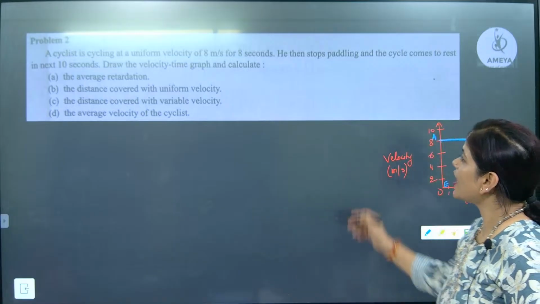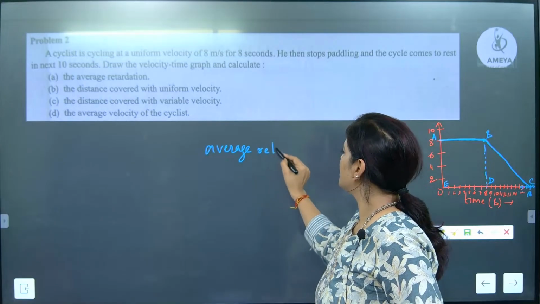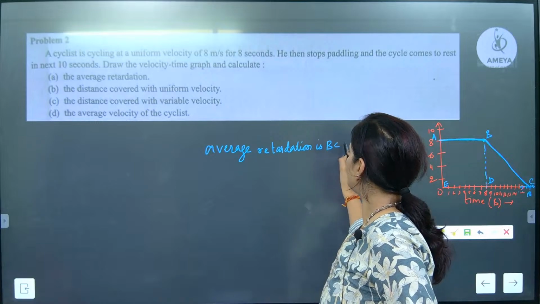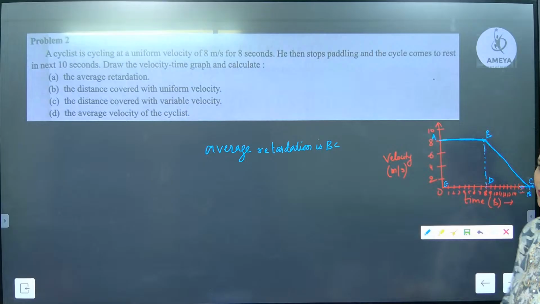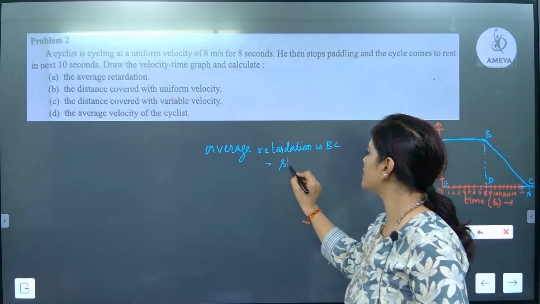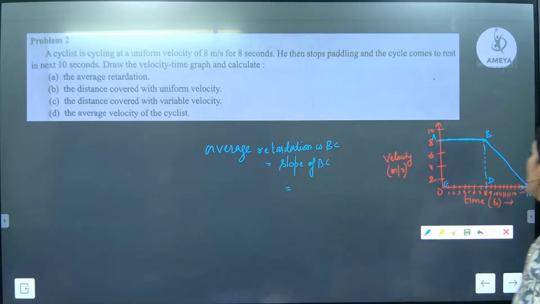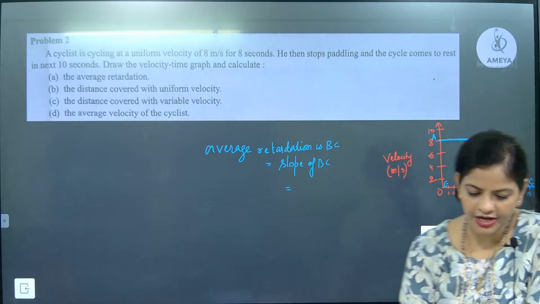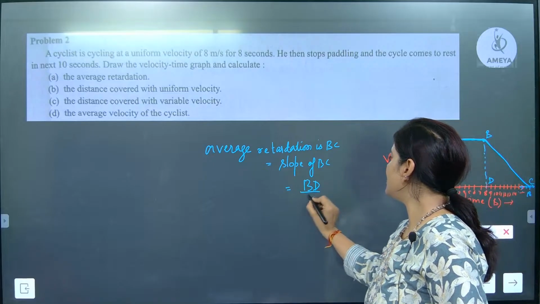Absolutely. Very good. So average retardation is BC. Understood? So, beta, average retardation is where the cycle is exactly going to stop after some time. So we will take the slope of BC. And what is the formula for the slope of BC? BD by DC. Again what we have to take? BD by DC. No doubt. It is coming as BD by DC.